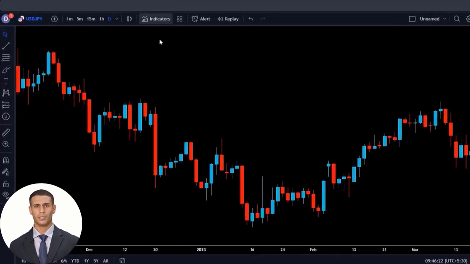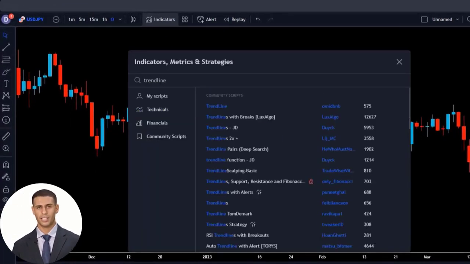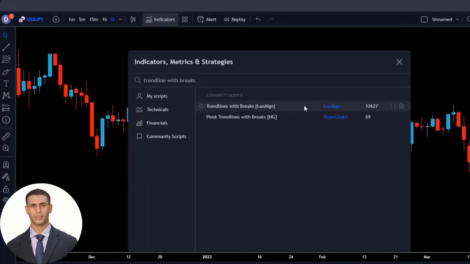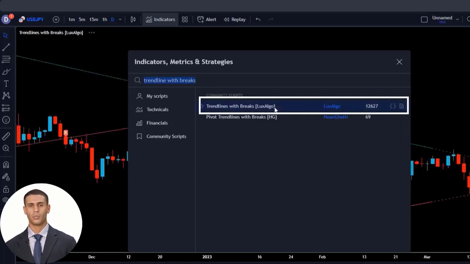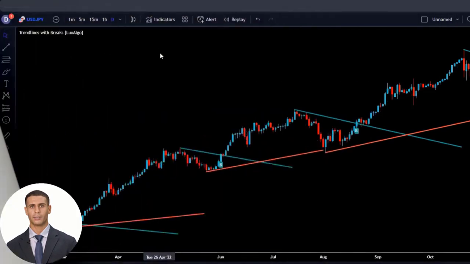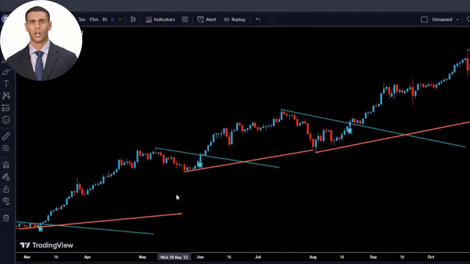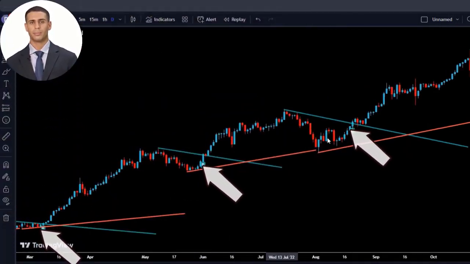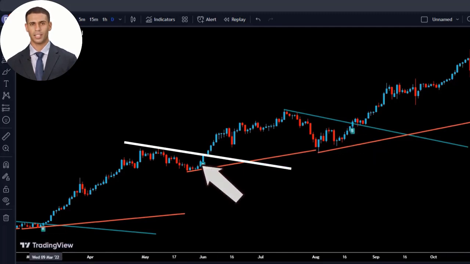So open the Indicators tab and type Trend Lines with breaks in the search bar. Now, add this indicator that you see here, Trend Lines with breaks made by LuxAlgo, to your charts. This indicator's signals are based on trend line breakouts. Anytime a trend line breaks, this indicator gives us a signal.